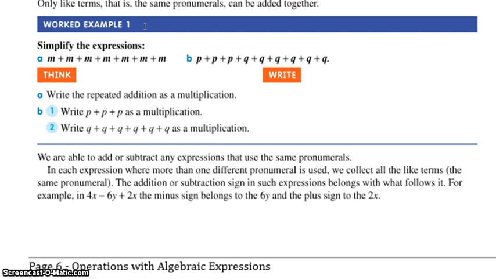So question A, 1A, simplify the expressions. M plus M plus M plus M plus M plus M plus M. No, it's not a James Bond movie, and for those of you who don't get the reference, please go out and watch James Bond movies. This is actually just simplifying all those m's. In here it says in the think section, it says write the repeated addition as a multiplication. It is the easiest way to do it.